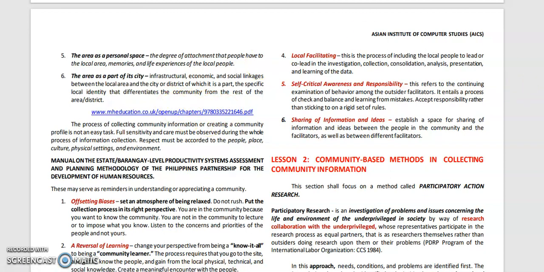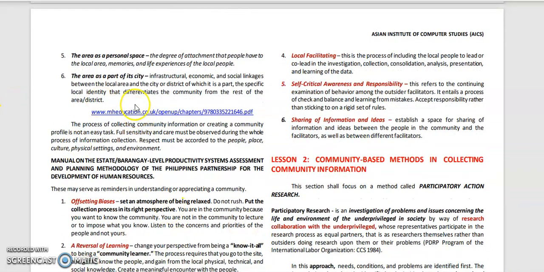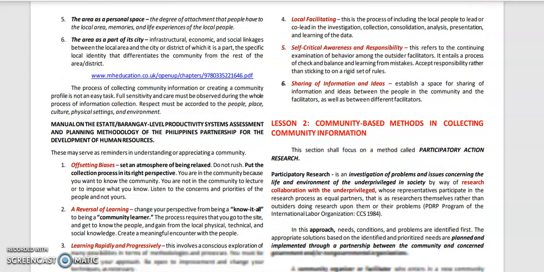So you can check the source of this information dito sa link na nasa baba. This one, ito. Okay, so next, let's proceed.